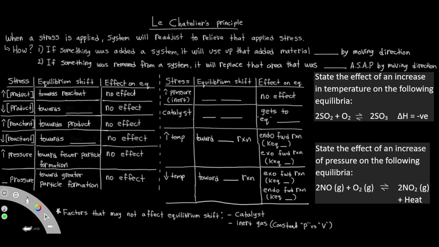Le Chatelier's principle: when a stress is applied to a system, it's going to readjust to relieve that stress. How? If something was added to a system, it's going to use up that added material as soon as possible, ASAP, by moving direction. If something was removed from a system, it's going to replace what was removed earlier, ASAP, by moving direction. Moving direction means that's the equilibrium shift we're going to be looking at.